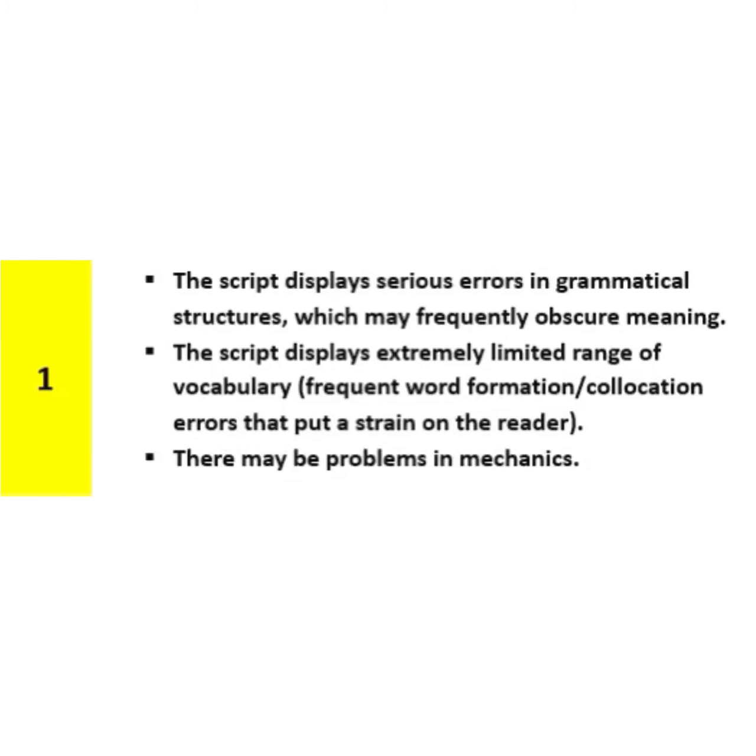Now, here is the band 1. The script displays serious errors in grammatical structures, which may frequently obscure meaning. That means your grammatical errors create misunderstanding. The script displays extremely limited range of vocabulary, frequent word formation or collocation errors that put a strain on the reader. There may be problems in mechanics as well.